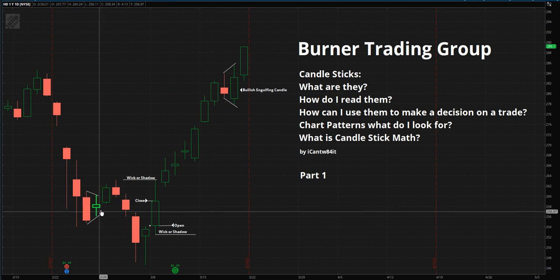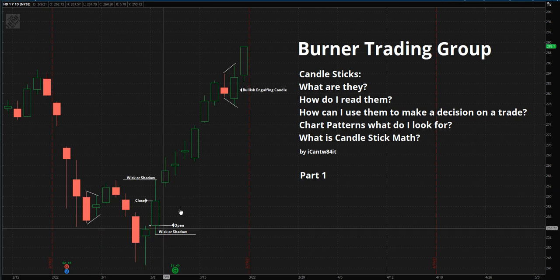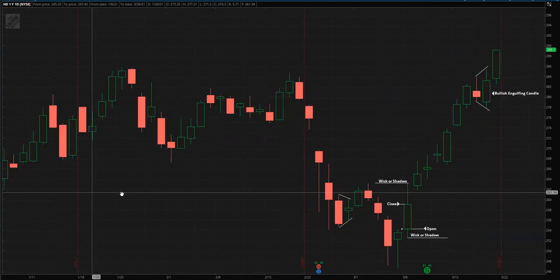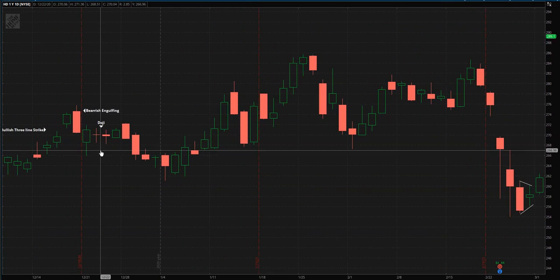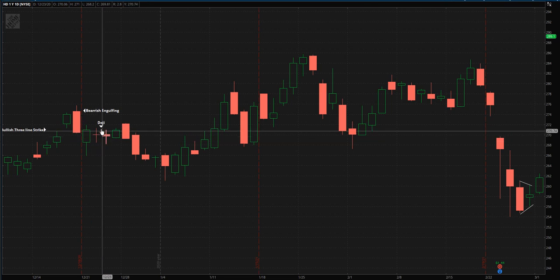And so this would be what's called a spinning top. This is called a pin top. And this one's also like a spinning top. If I slide over this way, I'll find a doji. There's a doji right there, which looks like a cross. The doji is probably the strongest of the indecisions.